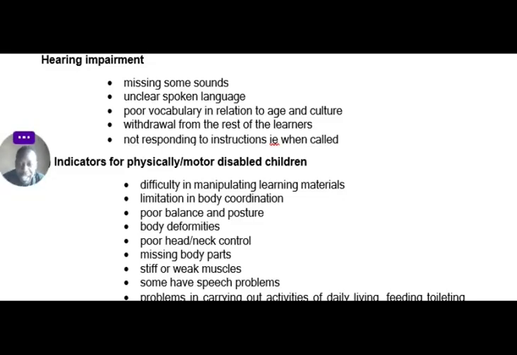We have missing some sounds. When you see that as we're trying to talk, he misses some sounds, as we're trying to pronounce some word, he's missing some. There's unclear spoken language. If you see he's stammering when talking, he cannot even reflect what we are telling him.